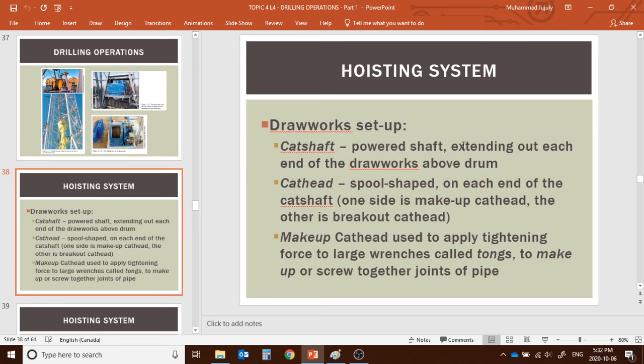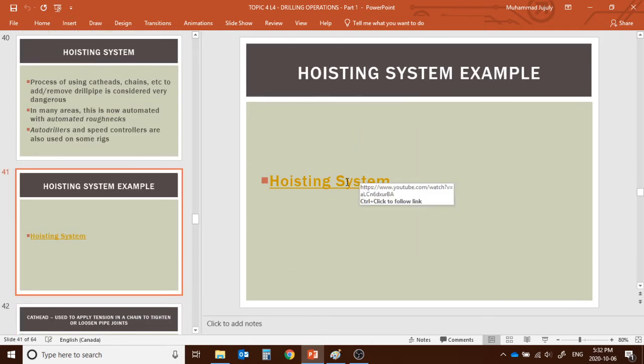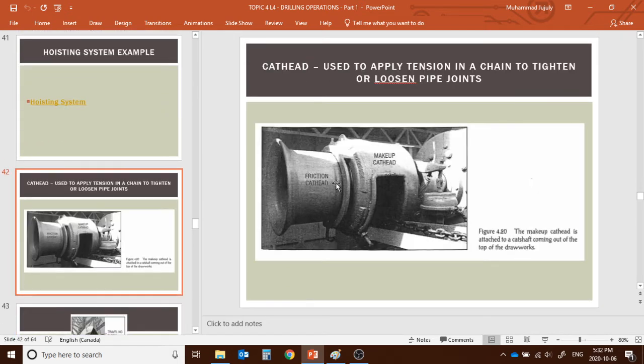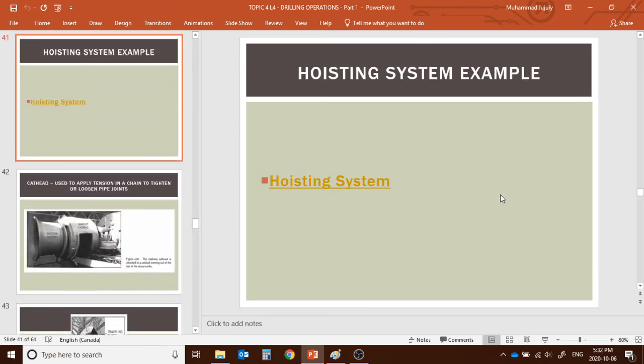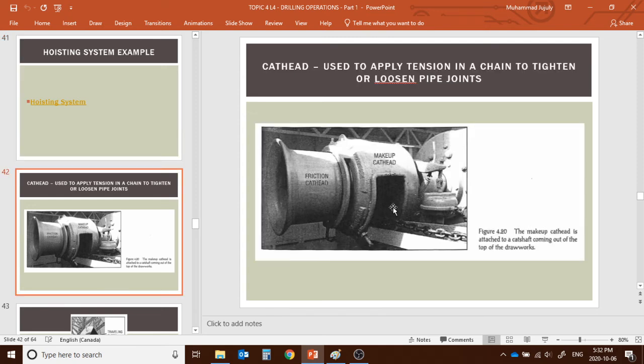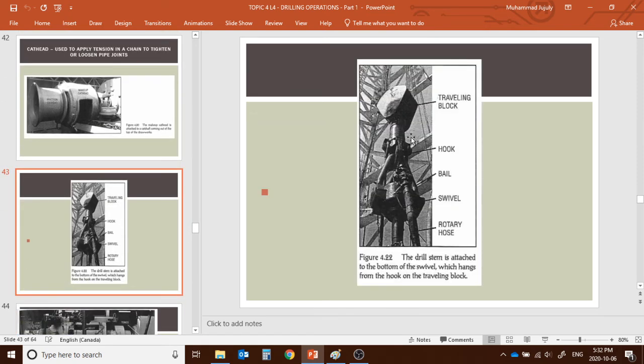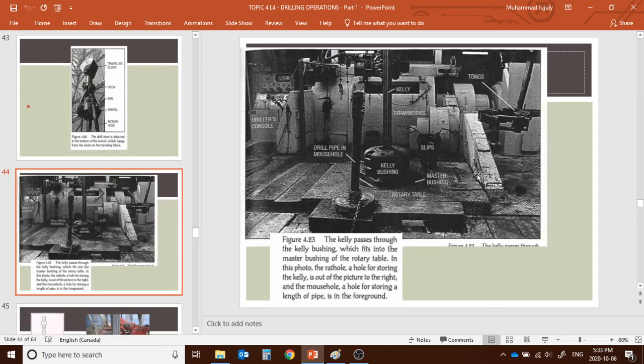The drawworks is set up with the cat shaft. There is a big picture of how the cat head and cat shaft work. Here there's a YouTube video showing how the hoisting system works. Please go through that so we can learn more. You've got the hook, the bail, the swivel, a rotating hose, and the traveling block.